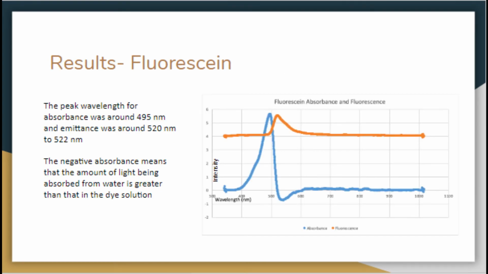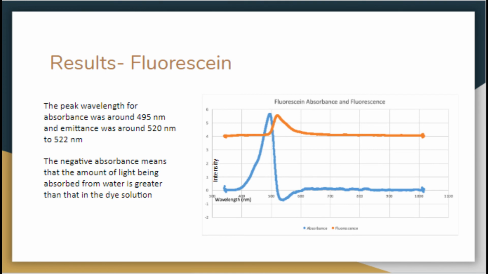From our data from the fluorescence, we observed that the absorbance was around 495 nanometers and the emittance was around 520 nanometers to 522 nanometers. The slight negative value that we observed was likely due to the higher absorbance in water than in the dye.